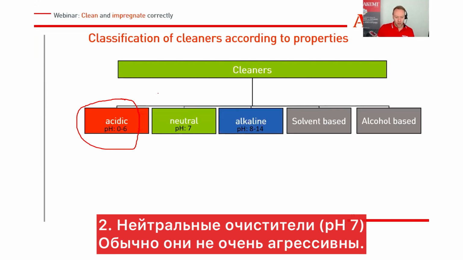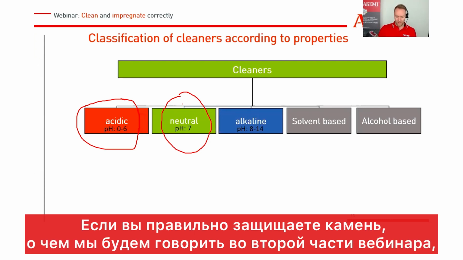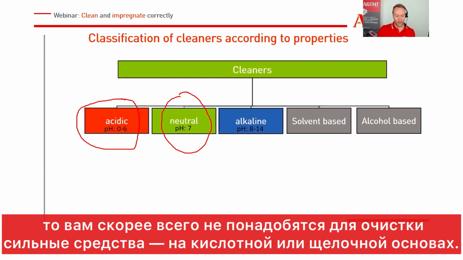Then we have neutral cleaners, pH 7. Neutral cleaners are not quite aggressive. Usually these products are used for maintenance purposes, so for daily or weekly cleaning. Because the second part of our webinar is sealers, impregnators. If you protect your stone properly, you don't need any of these strong chemical bases like alkaline or acidic. So usually you're fine with a pH 7 neutral cleaner.